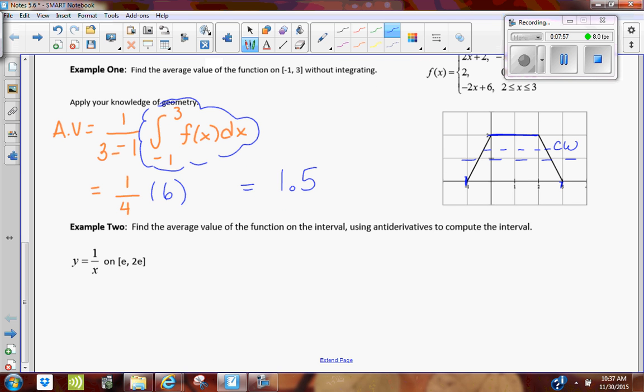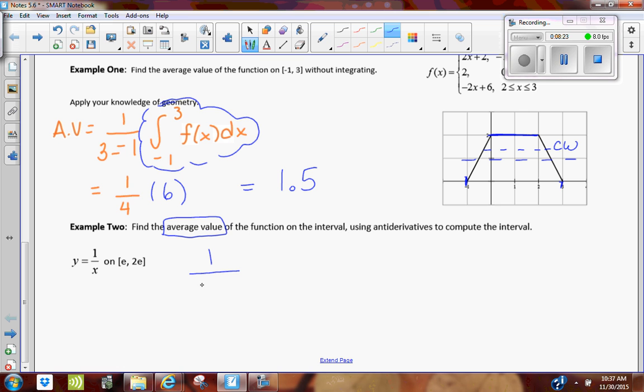Okay, so example 2, I didn't give you a graph. I said find the average value on the interval, except I want you to use antiderivatives now. Anytime you do average value, you need to see this word right here, average value, because that's the only reason you're putting a 1 over b minus a in front of your integral sign. Because I get kids who now put 1 over b minus a in front of every integral they ever do. No, it's only when you're doing average value.